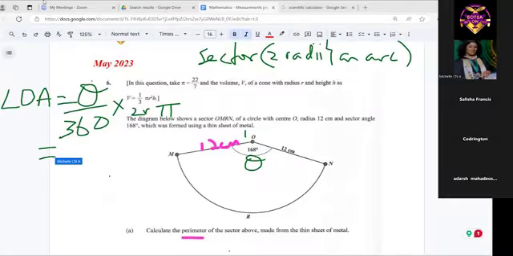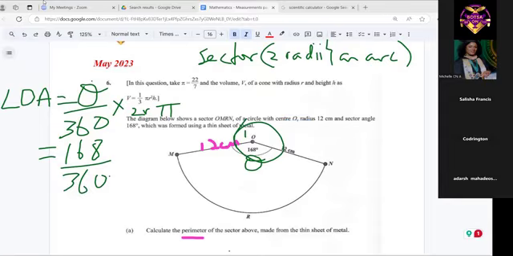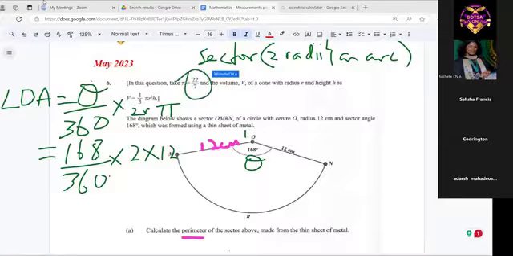So theta is going to be 168 over 360, which is the total number of degrees in a circle, generally speaking, and multiply by 2 radius pi. So 2, the radius is 12. The value to use for pi is 22 over 7. So multiply by 22 over 7. Once you have this, you can head over to your calculator and let your calculator do the rest of the work for you.